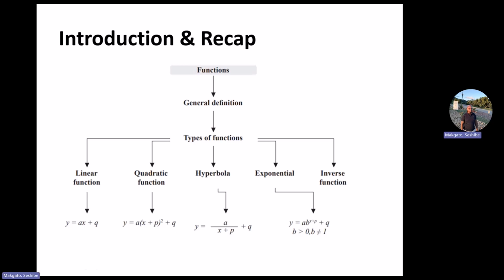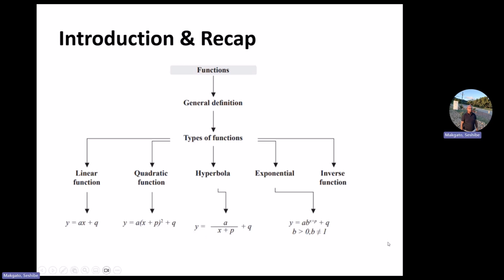There are also hyperbola equations. These are defined by y = a/(x + p) + q, where your y-intercept in this case is actually your q, and your gradient in this case is the number before a over x plus p. If you're to solve for any x variable in this case, you'll just let your y-intercept be equal to 0.